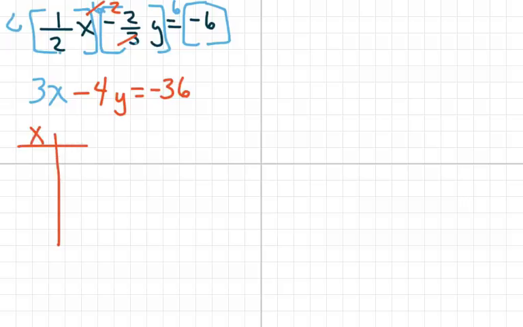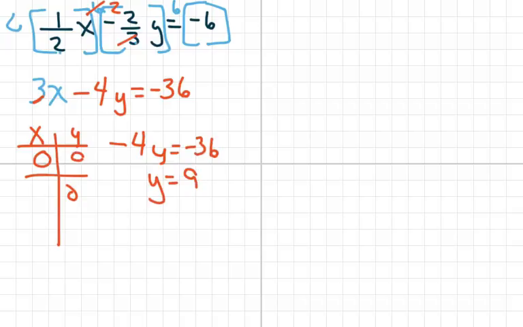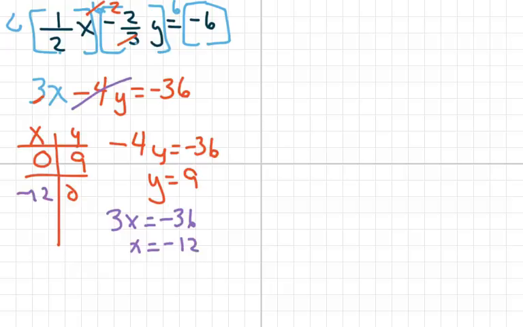Make a table here. I call it the tic-tac-toe table. So when x is 0, this is going to cancel. And I'm just going to get negative 4y equals negative 36. And you divide both sides by negative 4, you get 9. All right, and then when y is 0, this goes away. So you get 3x equals negative 36, so x equals negative 12. So clearly I wrote on the wrong side here, so I'm going to copy this down on the other side. 0, 9, and negative 12, 0. So 0, comma 9, and negative 12, 0.